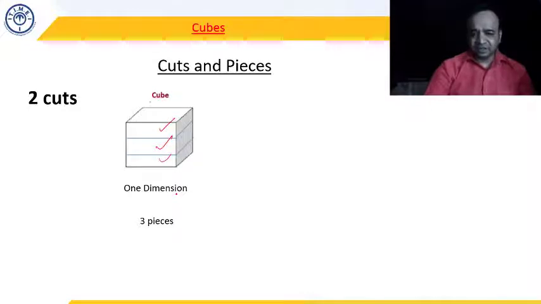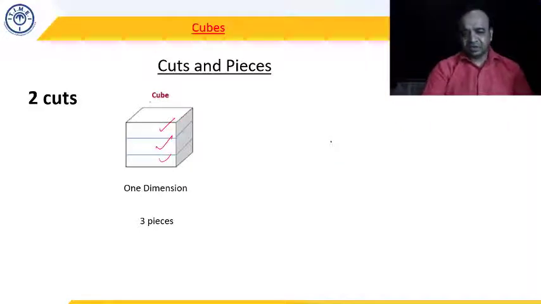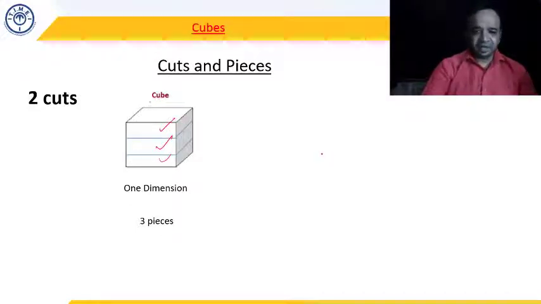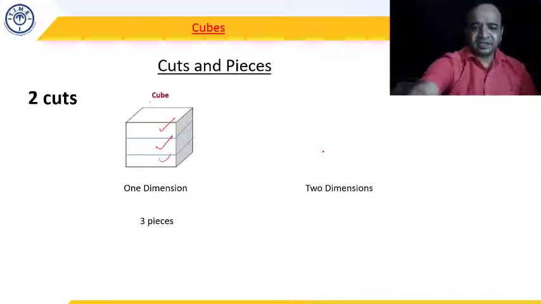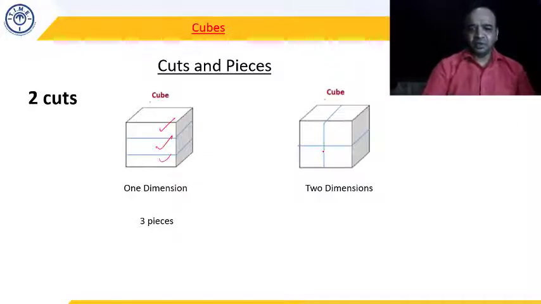When two cuts are applied in two dimensions, then one cut goes along each of the dimensions, and along each dimension the number of pieces is equal to 1 plus 1, that is 2. So two pieces in each of the dimensions, and the total number of pieces will be 4. Just look at the figure here. One cut is applied along this dimension, so how many pieces? Two pieces along this one, and one cut here, so two pieces along this one.